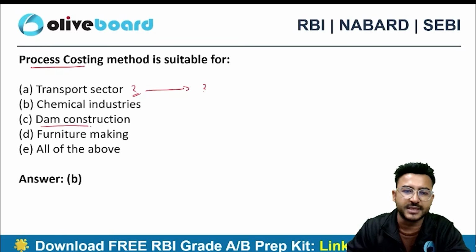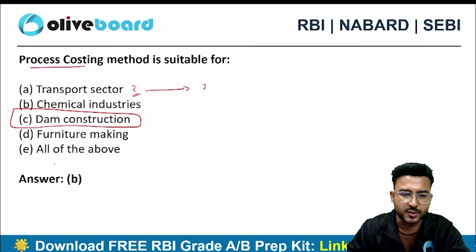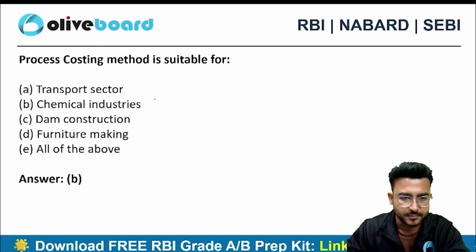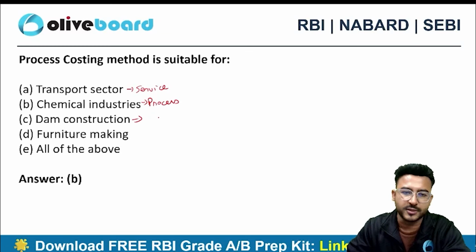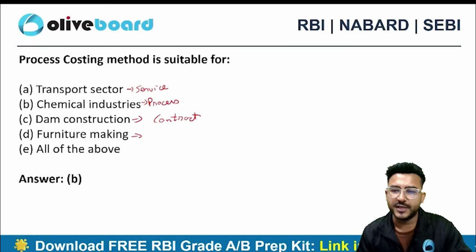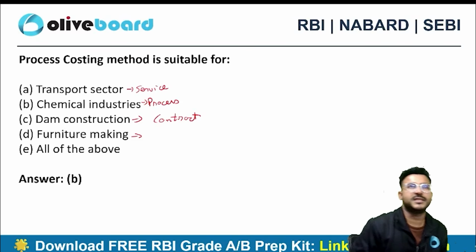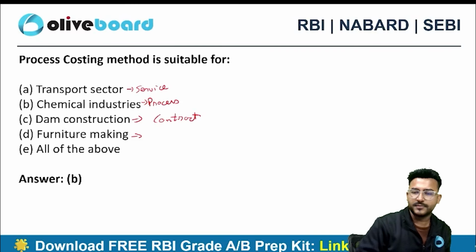What about dam construction? That's also easy. For dam construction, contract costing. Perfect. What about furniture making? Let's suppose I'm making furniture on the basis of orders.